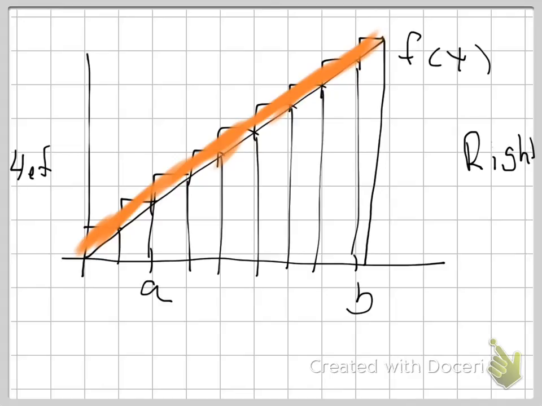Now, if we did a left hand, where we went from this side, it would be an underestimate because we'd be cutting our rectangles off like that. Okay? So, that's the difference between a right hand and a left hand. This is strictly increasing. I really suggest, if you have a problem like this, draw it out.